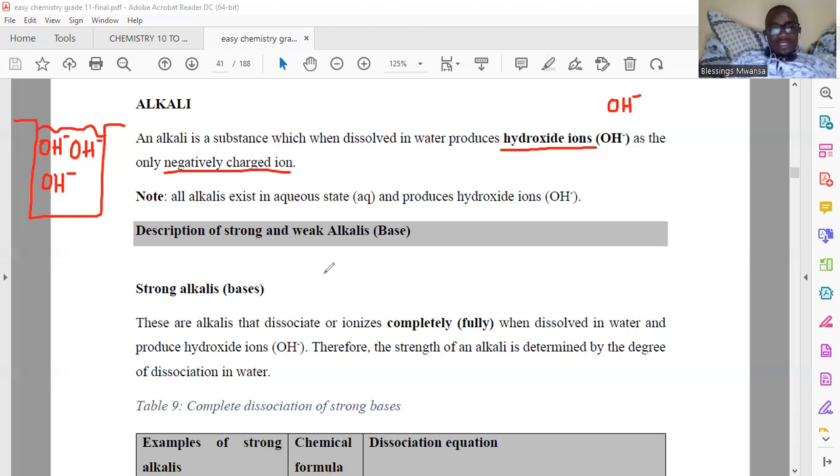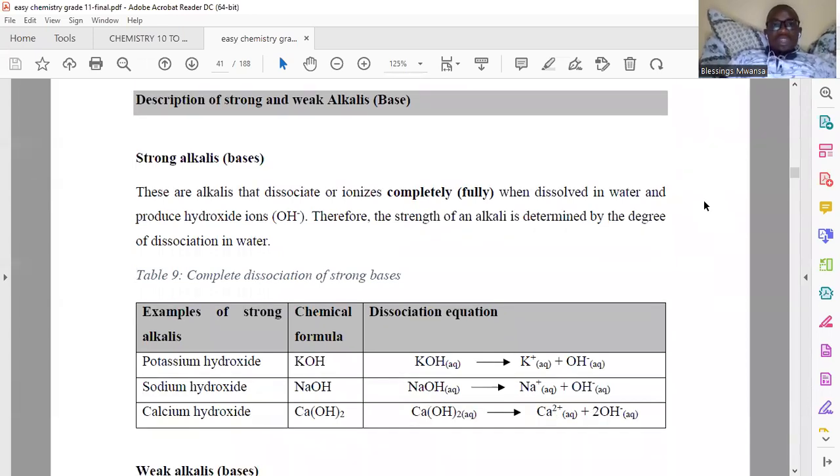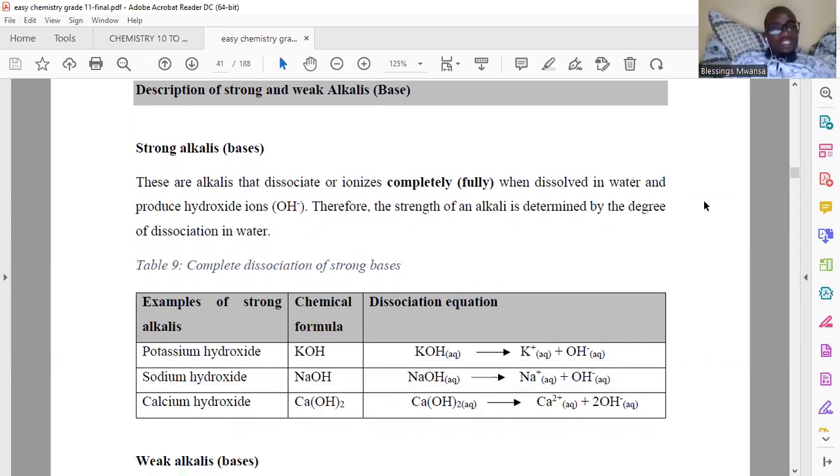Let's quickly look at the strength of an alkali. Remember, an alkali is just a soluble base. In terms of strength of a base, the strength of a base is the ability to produce, release, or liberate hydroxide ions.